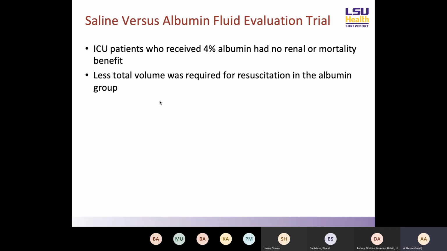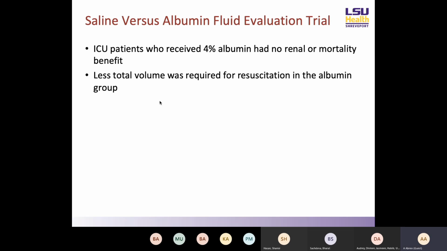Then there was another trial in the New England Journal of Medicine looking at saline versus albumin and seeing if mortality improved or if there was a renal benefit to those who received albumin versus saline. They found that these ICU patients who received saline and albumin had similar renal outcomes and similar mortality outcomes. So there was really no benefit.